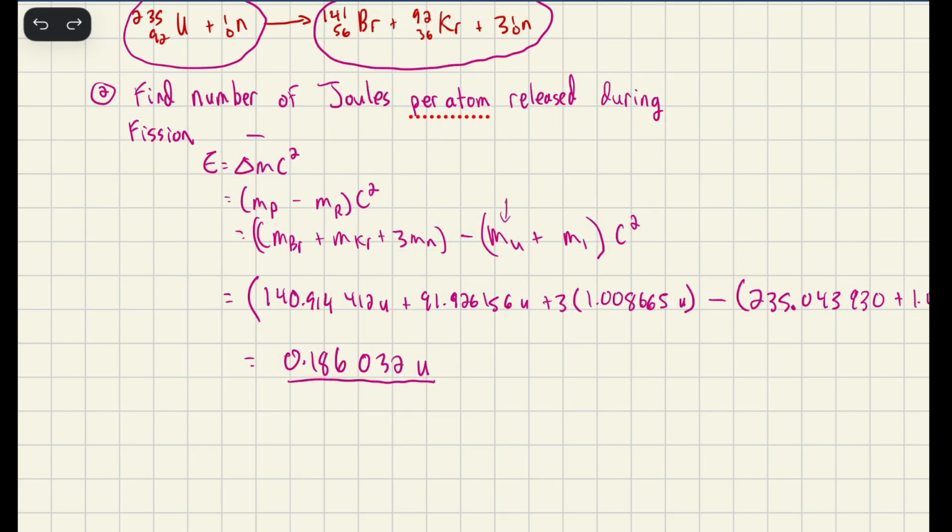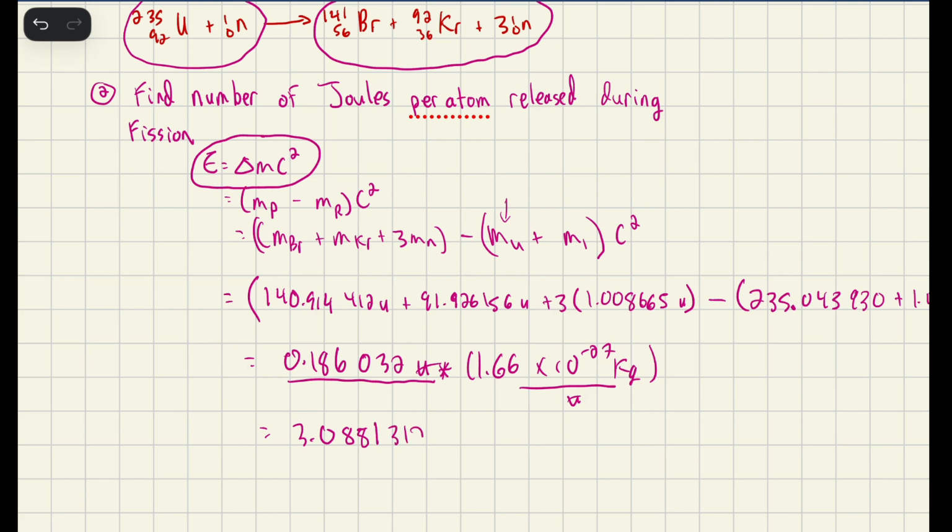Now, in order to get our energy in joules, we need to use the mass in kilograms. So we're going to multiply the atomic mass by the atomic mass constant, which is 1.66 times 10 to the negative 27 kilograms per atomic mass unit. When we do that, our mass deficit ends up being about 3.0881 times 10 to the negative 28 kilograms.